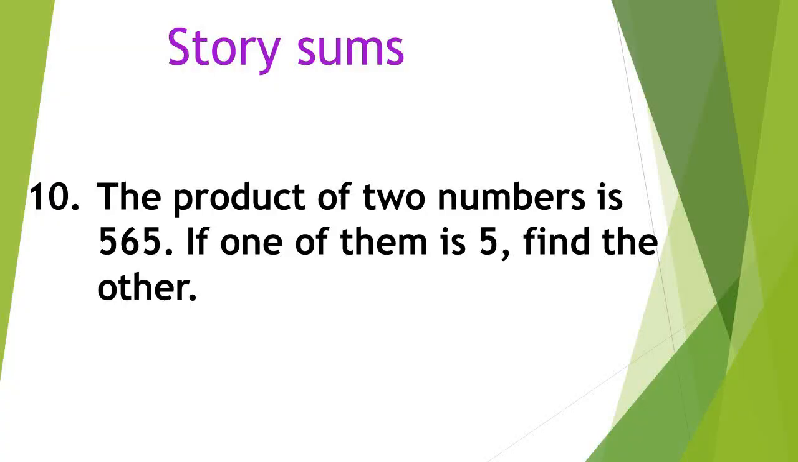Now sum number 10. What is given? The product of two numbers. Product यानी कि क्या? Answer of multiplication. The product of two numbers is 565. If one of them is 5, find the other. So one number is given to us and we have to find out the other. So what we will do, children?